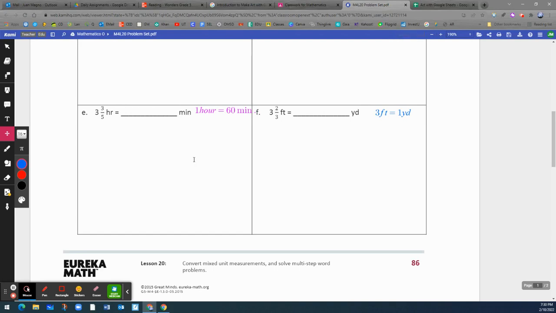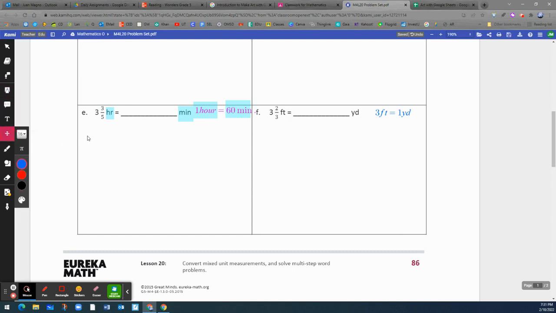Magnum. And in this lesson, we are going to convert mixed unit measurements and solve them in a multi-step fashion. Let us begin. The first thing I'm going to point out here is that we need to know how much is 1 hour in minutes because we're going to convert these 3 hours and 3/5 of an hour into minutes. So keep that in mind.